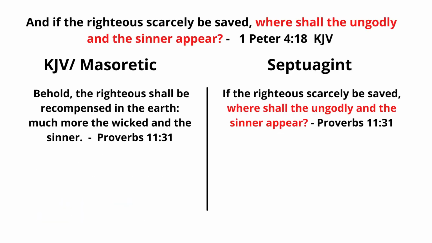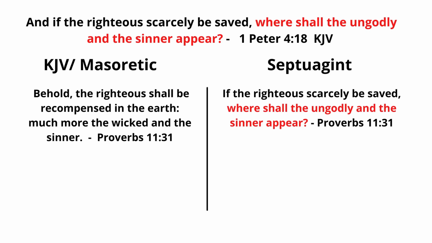Passage number 6 is our final passage that we will cover in this video. This passage is 1 Peter 4:18, where Peter states, and I quote, "And if the righteous scarcely be saved, where shall the ungodly and the sinner appear?" End of quote. In this verse Peter is quoting Proverbs 11:31, which in the KJV, a Masoretic, reads, "Behold, the righteous shall be recompensed in the earth, much more the wicked and the sinner."